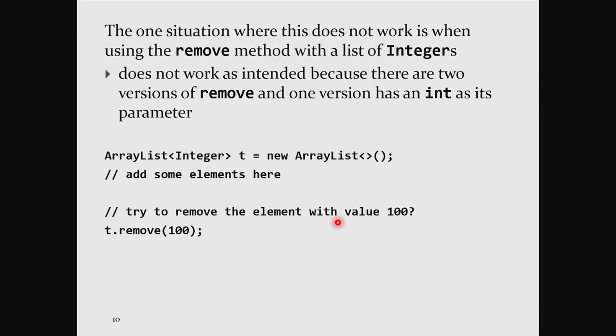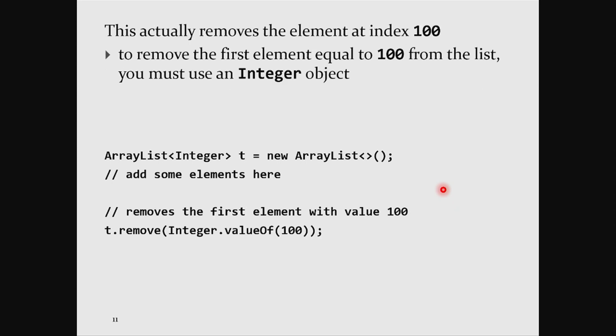So t.remove(100), to most people that looks like, oh, I'm trying to remove the element 100 from this list. The problem is it calls remove with the int value 100, the int version of the method. The int version of the method removes the element at index 100, which may not be what you want to do, especially if your list doesn't have 100 elements in it, because then you're going to get an exception.